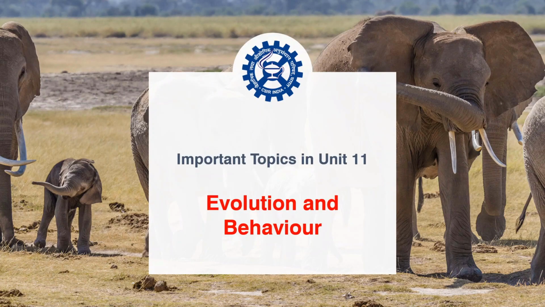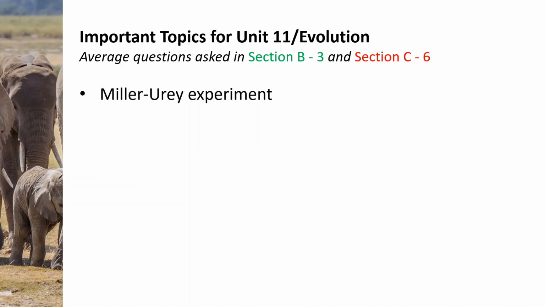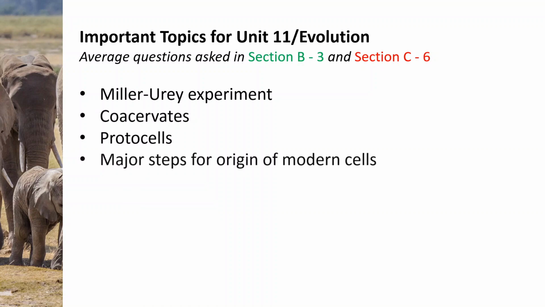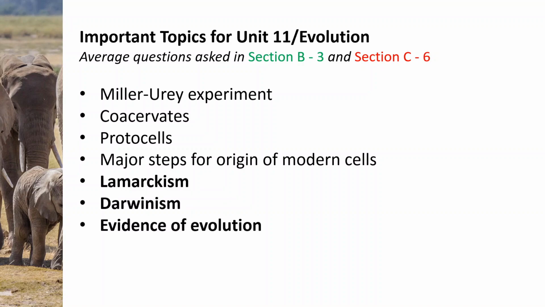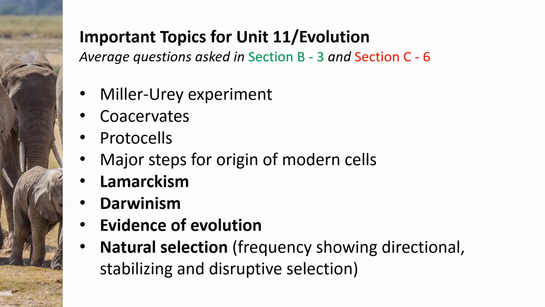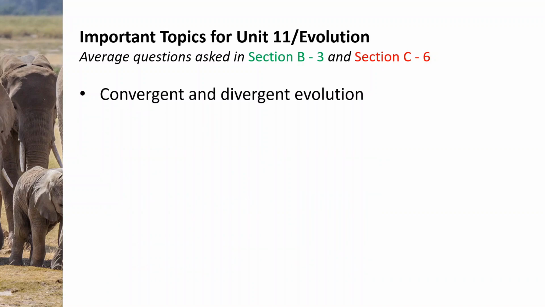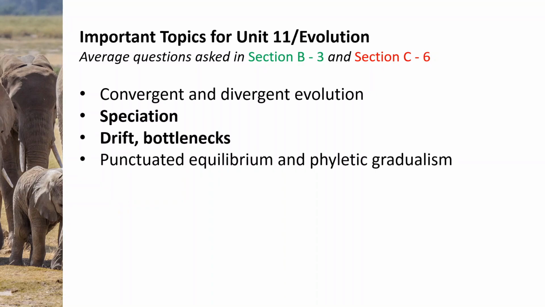Unit 11. In this unit, important topics for CSIR are major steps for origin of modern cells, evidence of evolution, natural selection, convergent and divergent evolution, speciation, drift, bottlenecks, geological timescale, phenogram and phylogenetic tree, which are the most important and mostly asked questions from this unit.